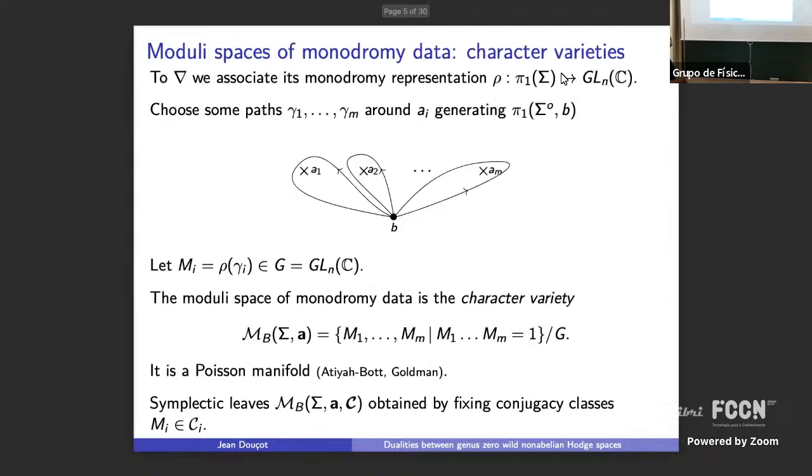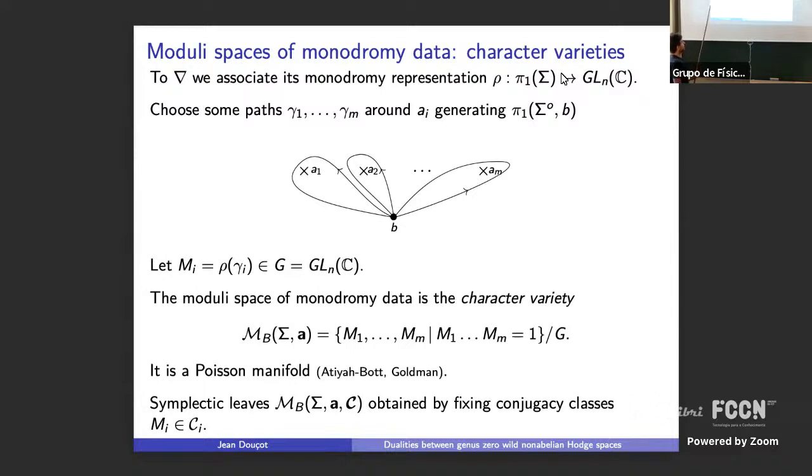of complex linear ODEs. If you have such a connection, it defines a monodromy representation if you analytically continue its solutions along paths on sigma minus the singular points. And so you get the monodromy representation of pi1 of sigma minus the singular points into GL_n(C). More explicitly, you can choose a basis of the fundamental group of sigma without the punctures, like this, and this defines some monodromy matrices, the monodromy of the connection around those singularities.